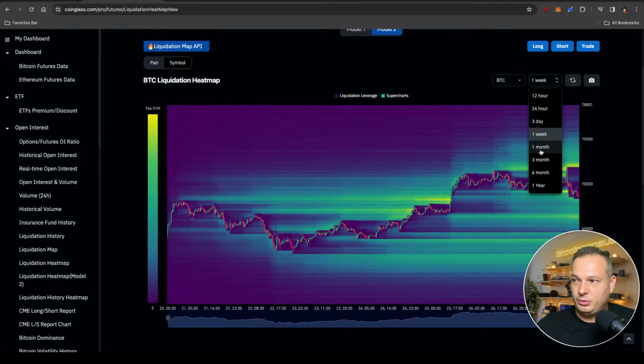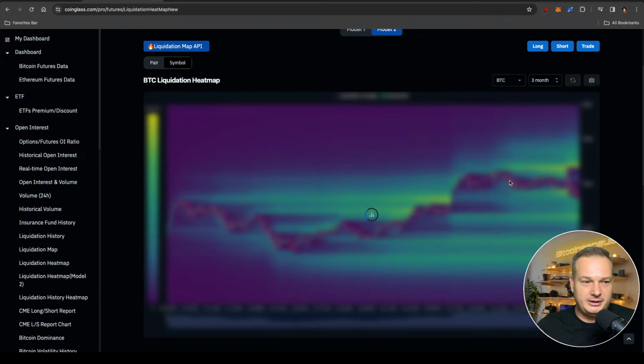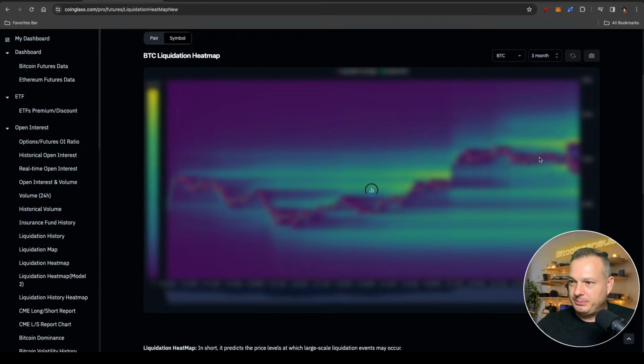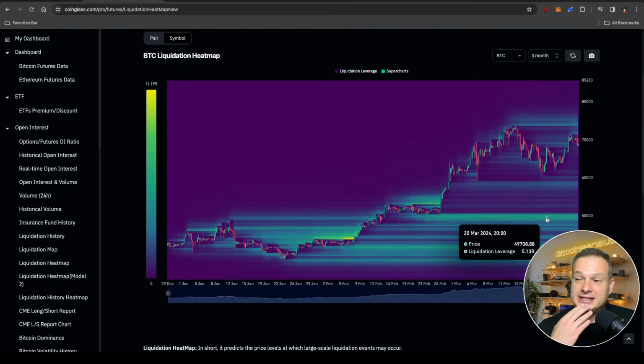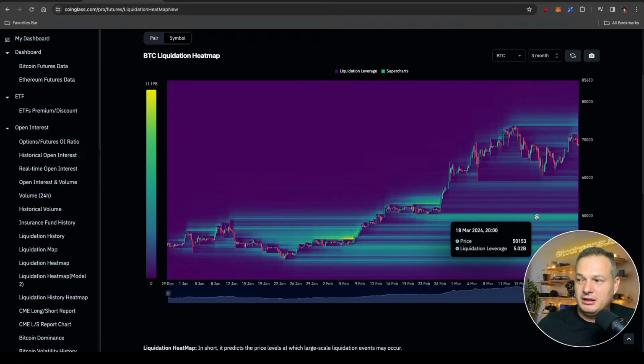Beautiful liquidity on the weekly. Let's go back to the 3 months. Okay, just wait for this to load up. Right, now this is actually very interesting to me. This is very interesting. There used to be a lot more liquidity below $50,000 or at the $50,000 level.